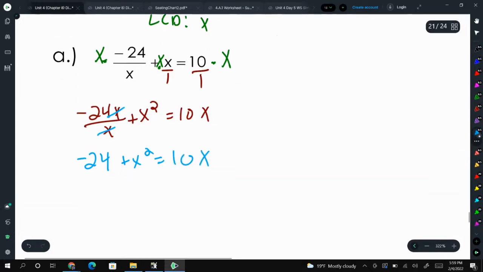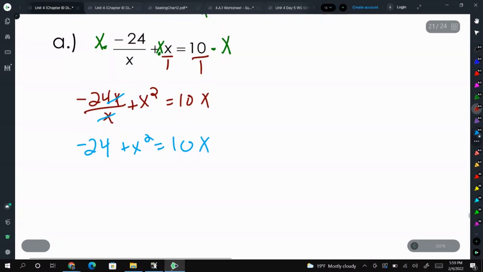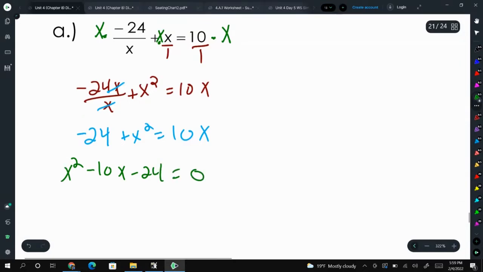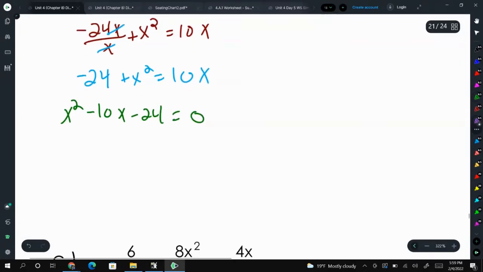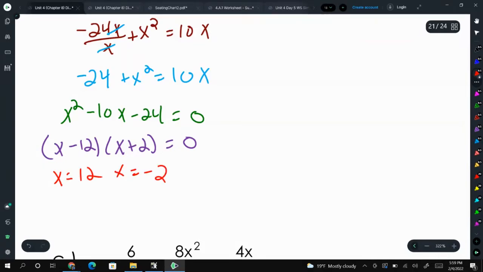We know how to solve that now. That is a quadratic equation, so we're going to subtract 10x from both sides. And that's going to give us x squared minus 10x minus 24 equals 0. Oh, that's something we can factor. Two numbers that multiply to negative 24 but add up to negative 10. That's negative 12 and positive 2. So x equals 12 and x equals negative 2.